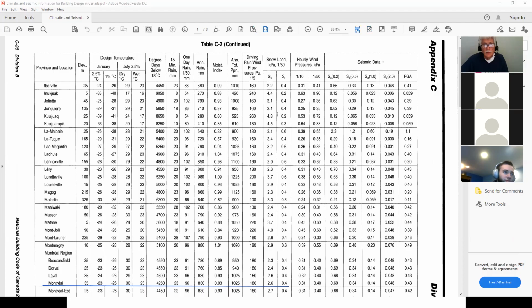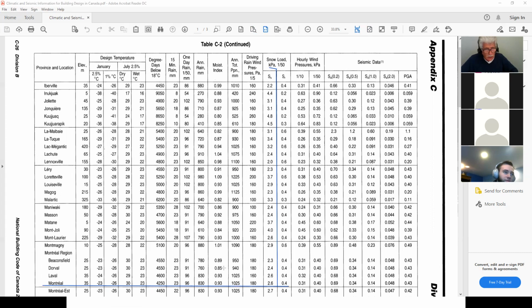And of course, here's the ground snow load and the associated, okay? What I'm going to do is say that the ground snow load factor is 2.6 kPa and the associated rain load SR is 0.4. And again, be careful about the units. It's all in kPa, okay? So that's where I get that information.